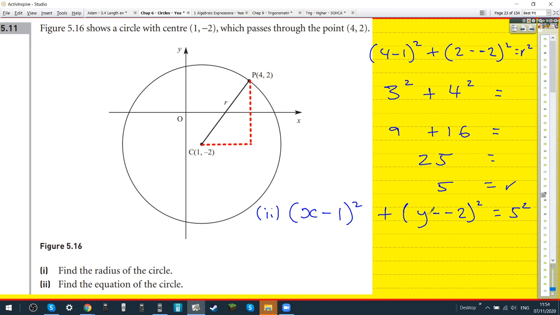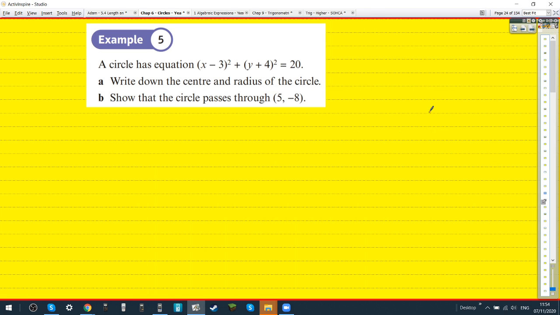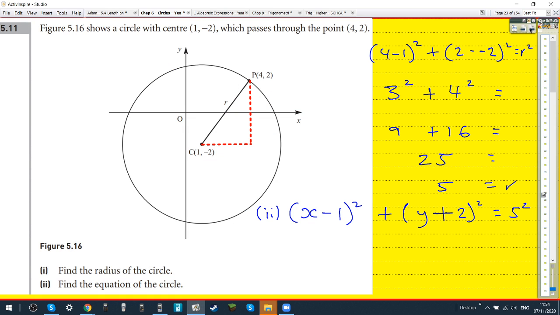And what is y minus 2? y plus 2. So that's a bit simpler. And you could also write it as 25. Great. I think you're good.